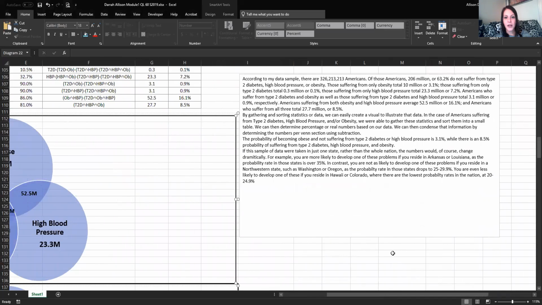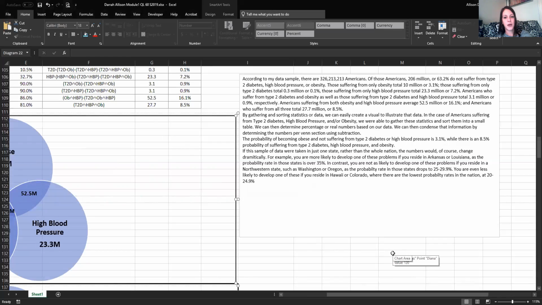So by gathering and sorting statistics or data, we can easily create a visual to illustrate that data. In the case of Americans suffering from type 2 diabetes, high blood pressure, and or obesity, we were able to gather these statistics and sort them into a small table. We can then determine percentage or real numbers based on our data. Then we can condense that information by determining the numbers per Venn section using subtraction.